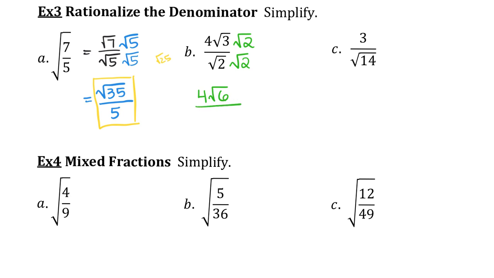Now in the denominator, I have root 2 times root 2, which is root 4. What's the square root of 4? 2. Now this is a better answer because the denominator no longer has a square root. I should still glance at it and see if it will simplify more. Oh, it does. Look, 4 root 6 divided by 2 is just 2 square root 6.